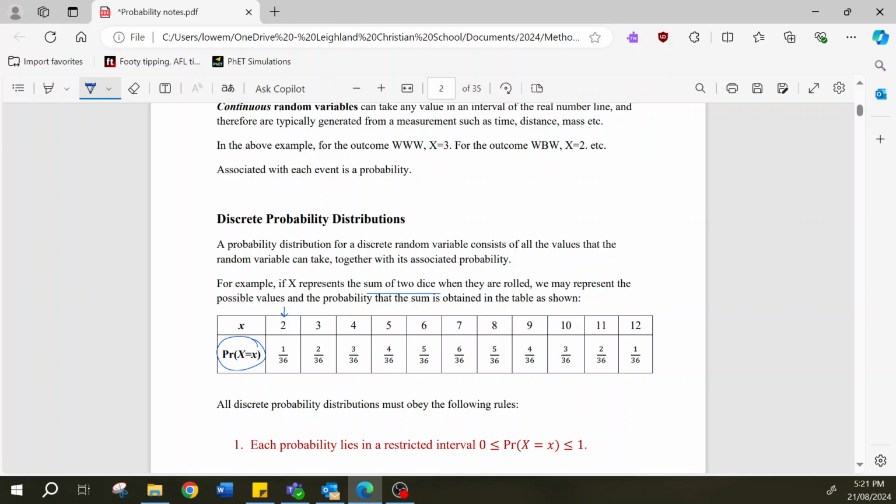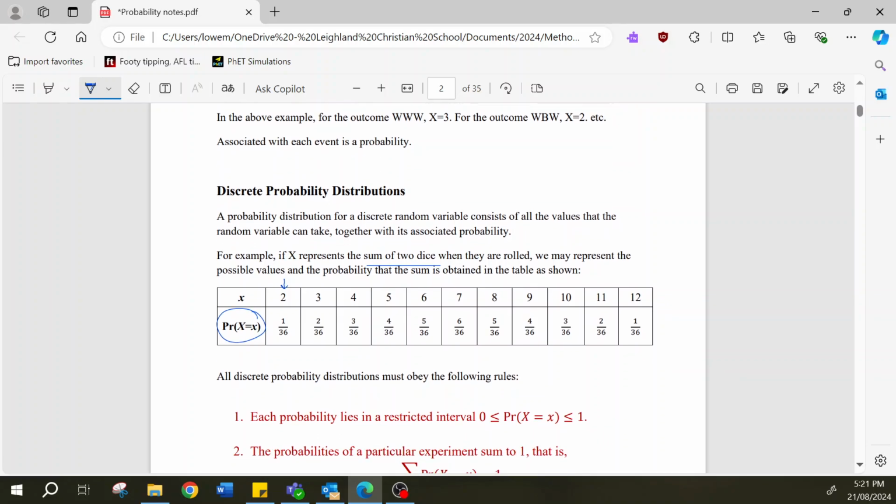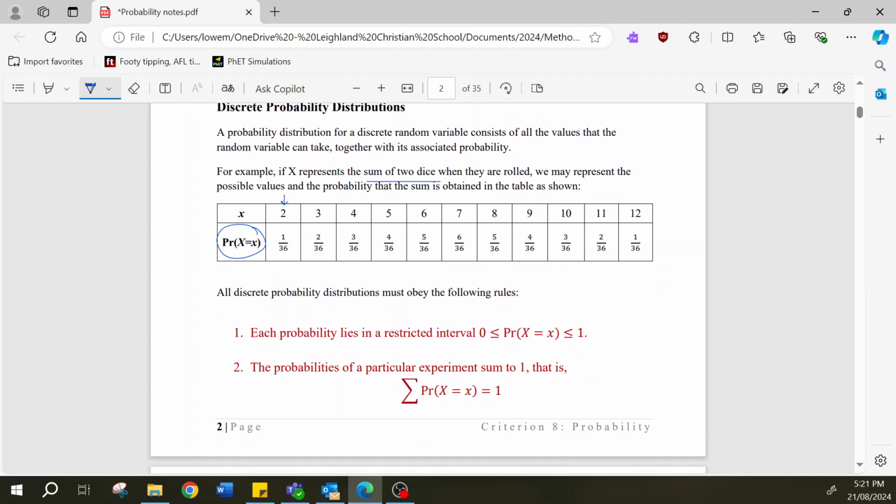All discrete probability distributions must obey the following rules, which, as you'll see, are fairly logical with your understanding of probability so far. Each probability must lie within this restricted interval. P(X = x), representing the probability of the event occurring, must be between 0 and 1 inclusive. You can't have a probability that's less than 0, neither can you have a probability that's greater than 1. So that's fairly logical. Secondly, the probabilities of a particular experiment sum to 1. In other words, they add up to 1.